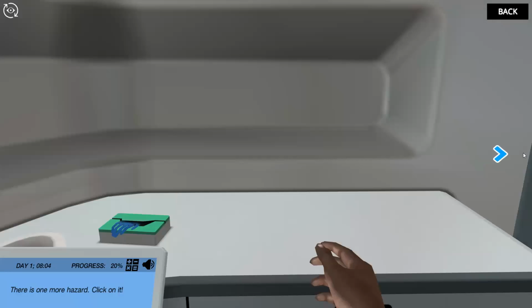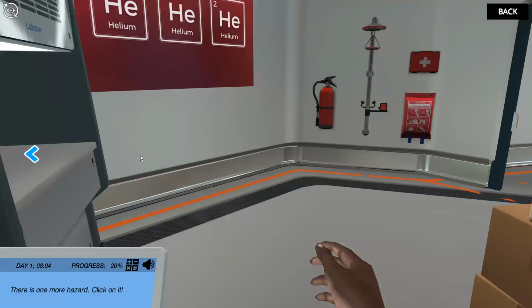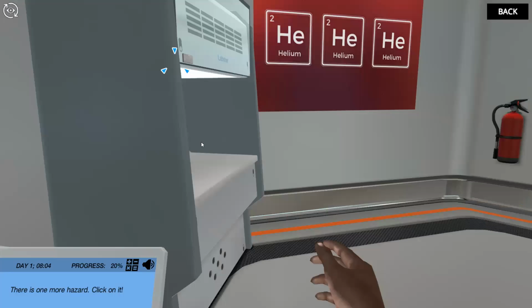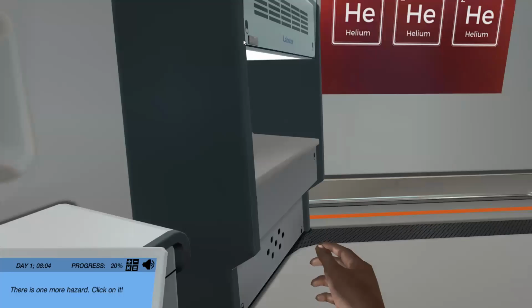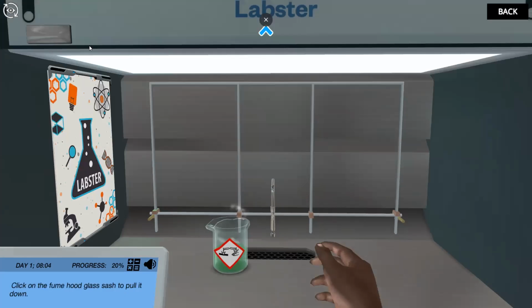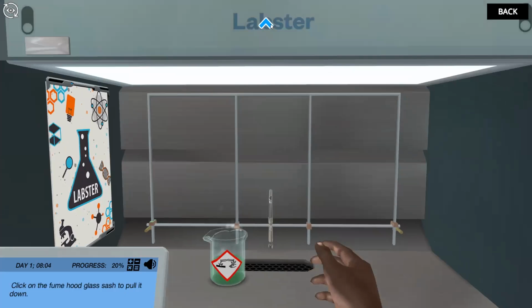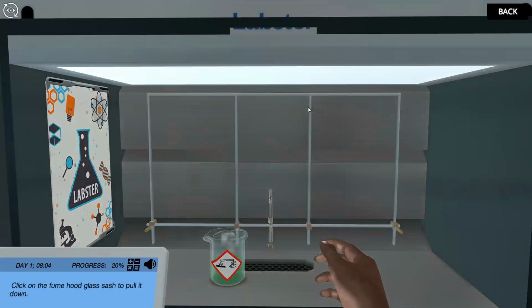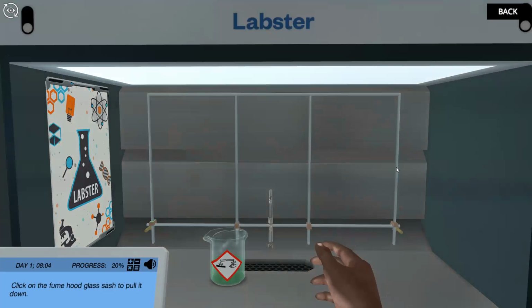It's right here. If I can just go there. Hold on. It's right here in this thing. The fume hood constantly draws air through a filter to ensure that you don't get in contact with dangerous chemicals. The airflow only works effectively if the glass sash is pulled down. Yeah. Let's close this fume hood. What a relief. Now the air is safe to breathe.